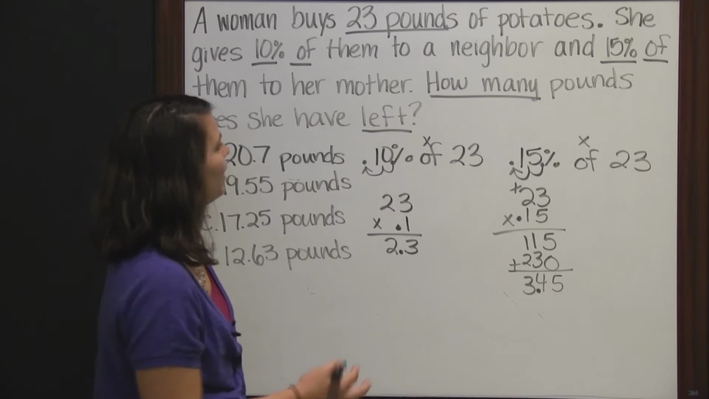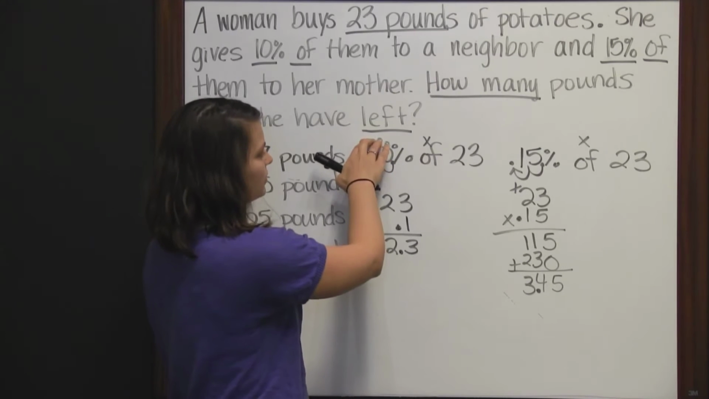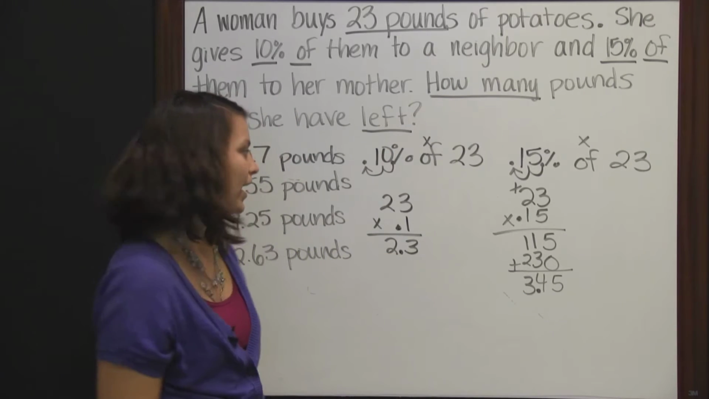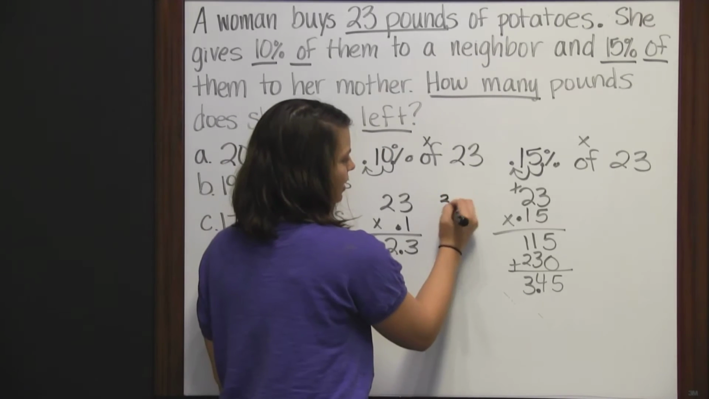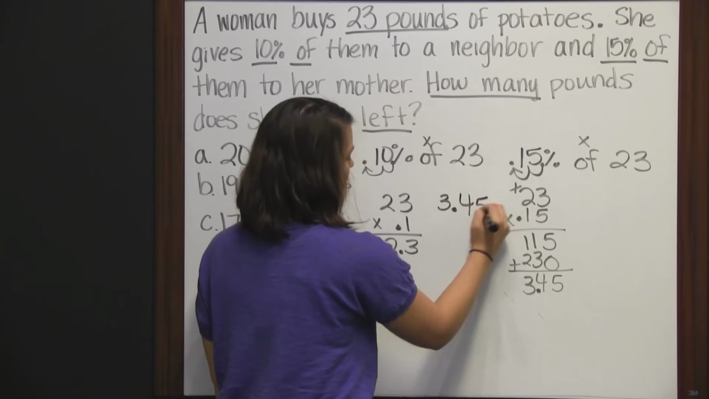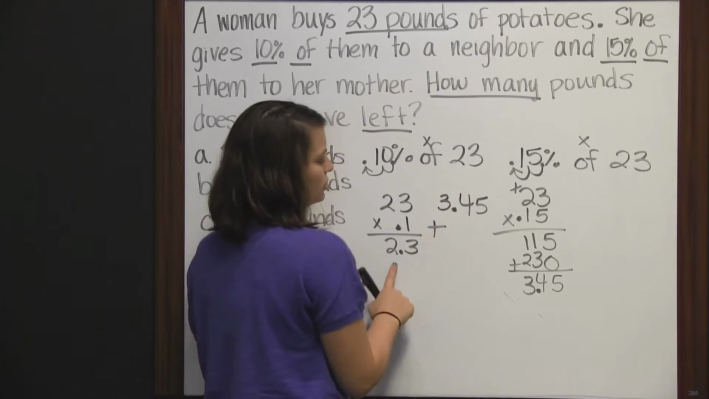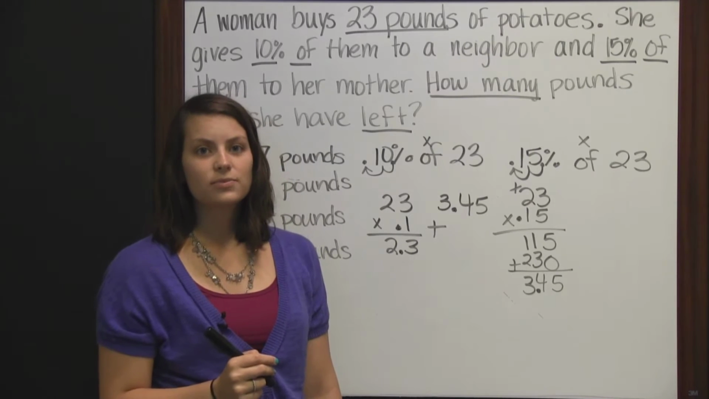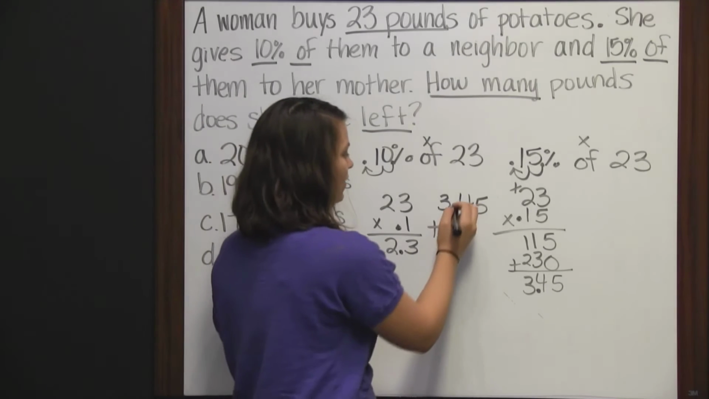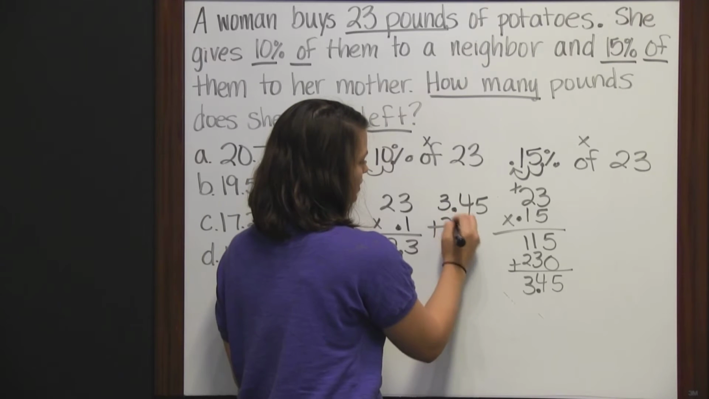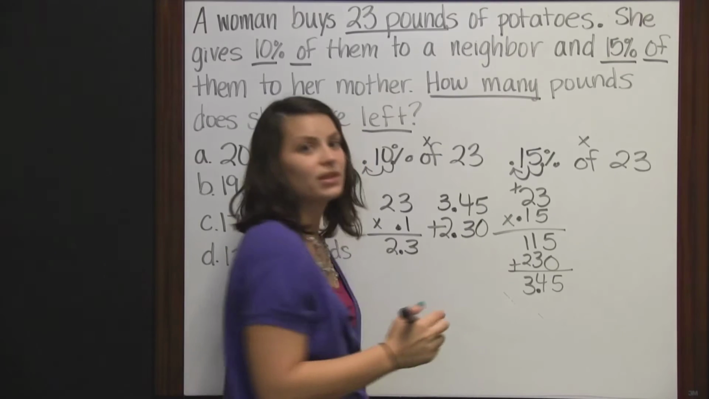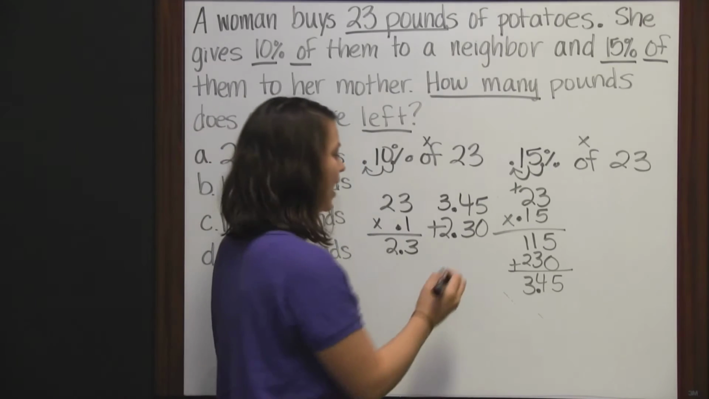Before we can determine how much she has left, we first need to total up how much she gave away. So we're going to take the 3 45 hundredths and add the 2 3/10 to it. Remember, when adding or subtracting decimals, we have to line up the decimals. So that's 2 3/10. And then you can fill in with as many zeros as needed after the decimal.